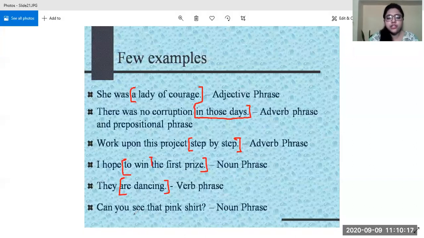Can you see that pink shirt? That pink shirt is a noun phrase. So it is doing the function of a noun, so it becomes a noun phrase. So I hope now it is clear to you, to everyone.